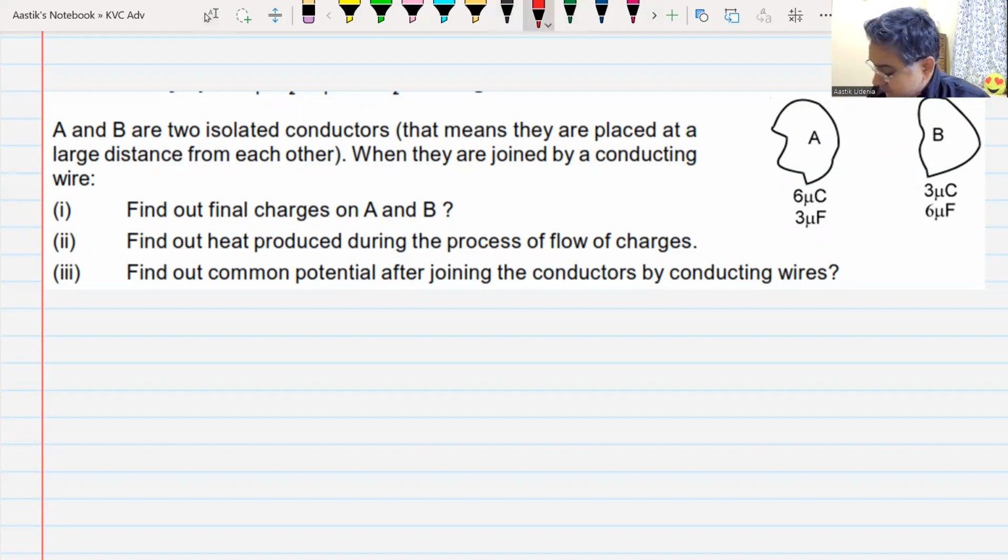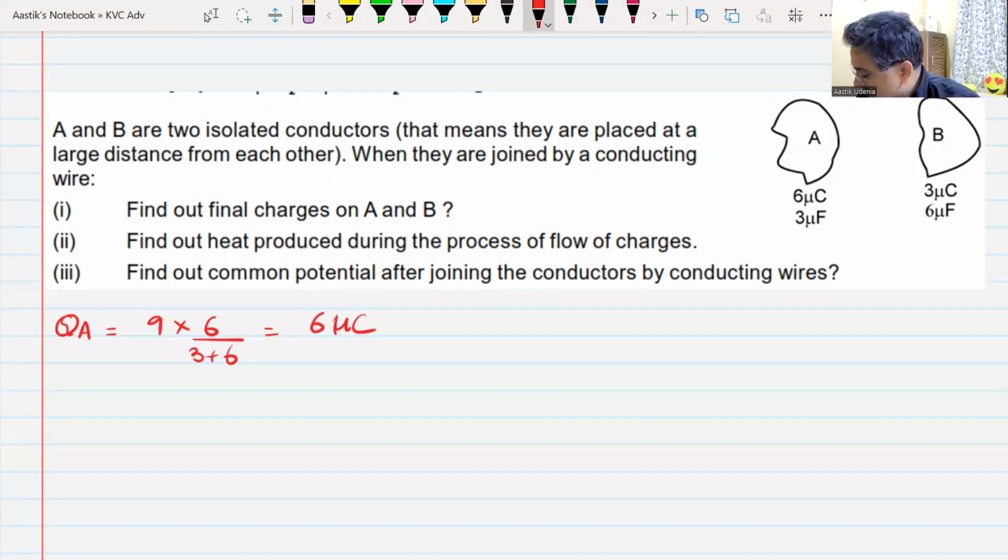If I call the final charge on A as QA, that will be equal to the total charge, which is 6 plus 3, 9, multiplied by the capacitance of this one, which is 6, divided by the total capacitance, 3 plus 6. So the charge on the capacitor A will be 6 microcoulomb. So the charge on capacitor A should be 3 microcoulomb. They should get interchanged. What are the final charges?